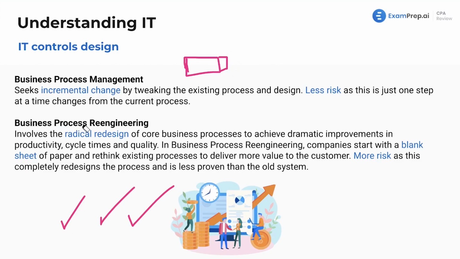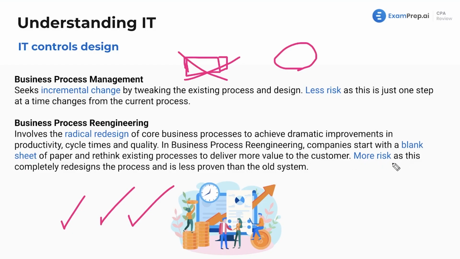However, if you choose business process reengineering, this is saying, hey, this is our process, our IT controls design, scrapping that, and it's now a circle. And don't judge me for that not being a circle. This involves radical redesign of core business processes to achieve dramatic improvements in productivity, cycle times, and quality. When we use business process reengineering, companies start with a blank sheet of paper, in theory it can be on the computer, and they rethink existing processes. I do say processes and process interchangeably. Don't judge me. To deliver more value to the customer.